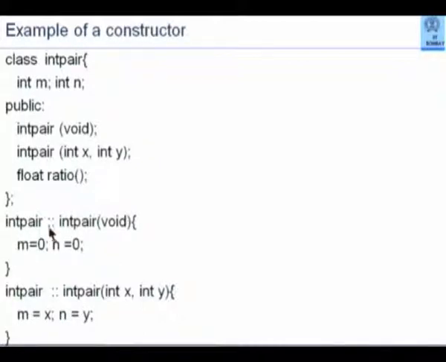Int pair colon colon int pair. This first int pair is the name of the class, and the second int pair is the name of the constructor function. You remember, this is how you define the member functions: class name, colon colon, function name and parameters. Let us look at what this function does. This function merely sets m equal to 0, n equal to 0. Now you understand why no parameter is required. Because these are the default values which somebody has decided that if an object is instantiated, if an object is created, then automatically it should get values 0, 0.